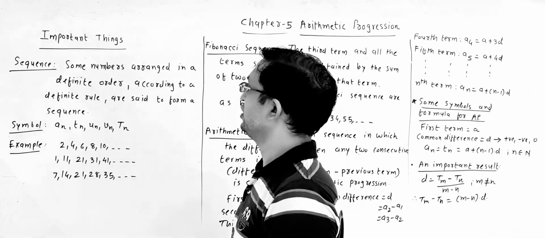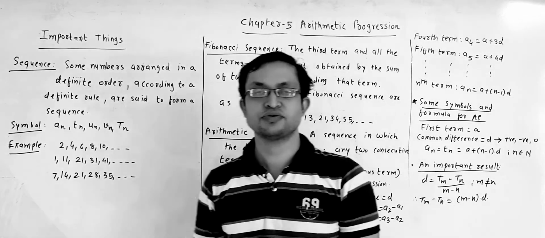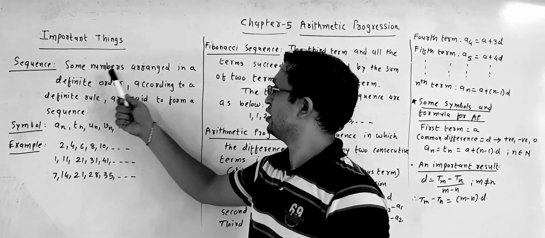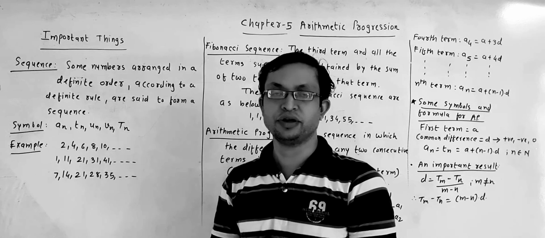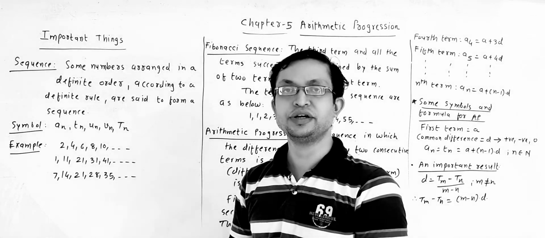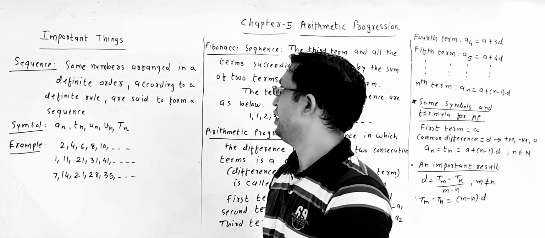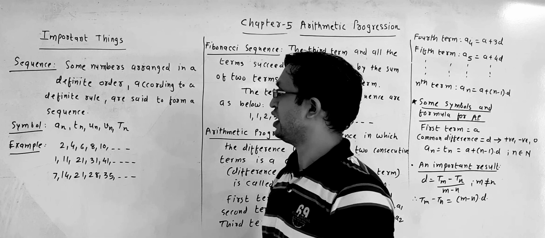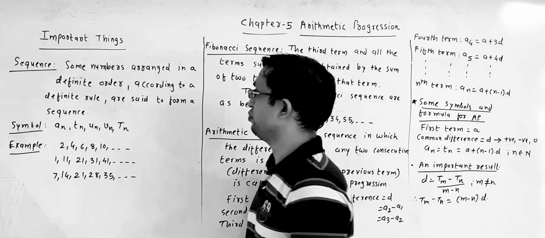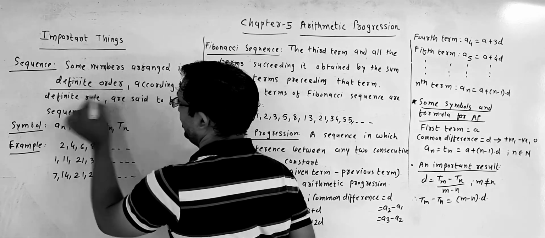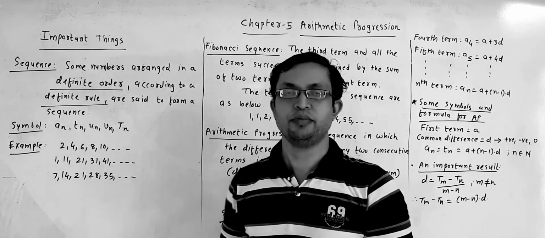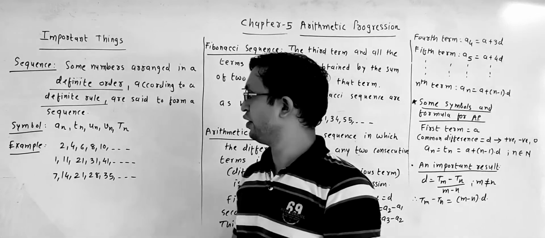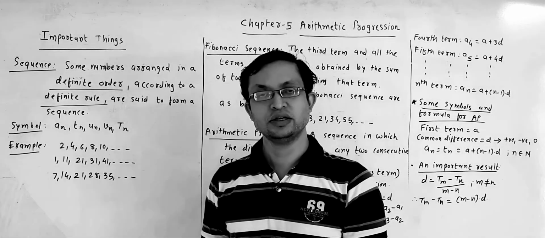Here are the important things of this topic. First one: what is a sequence? A sequence is some numbers arranged in a definite order according to a definite rule. The main words are definite order and definite rule. Some numbers arranged in a definite order according to a definite rule are said to form a sequence.